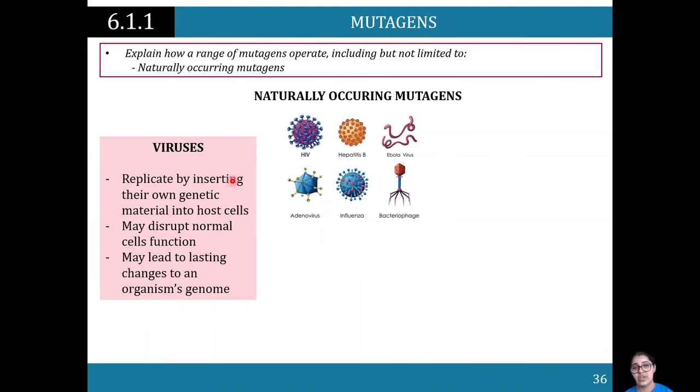Viruses don't have the machinery to make their own proteins, so they need another body to survive, like a human body. They get into our cells, gain entry, and hijack our whole transcription and translation machinery to put in their own genetic material so that their proteins can be produced. Some examples of viruses are HIV, which leads to AIDS, hepatitis B, Ebola virus, adenovirus, influenza, and bacteriophage.